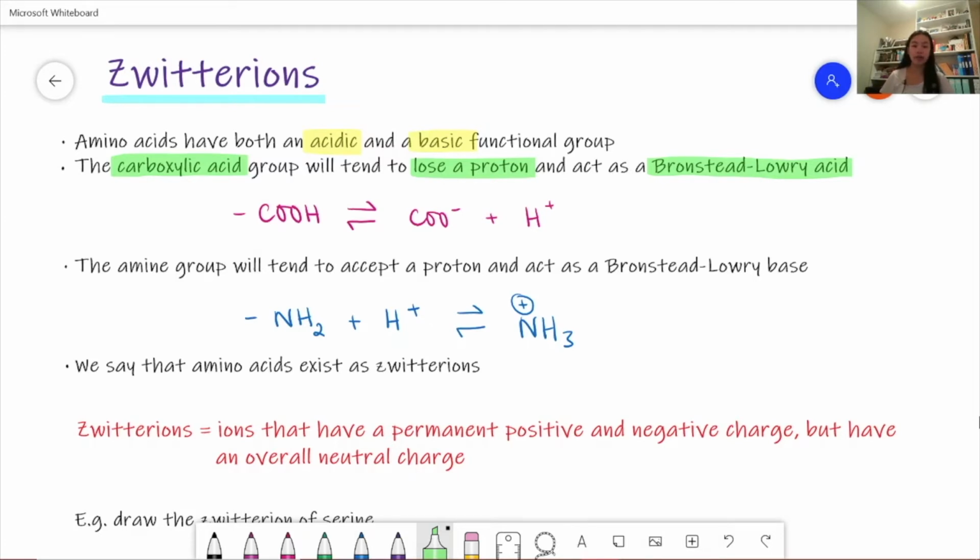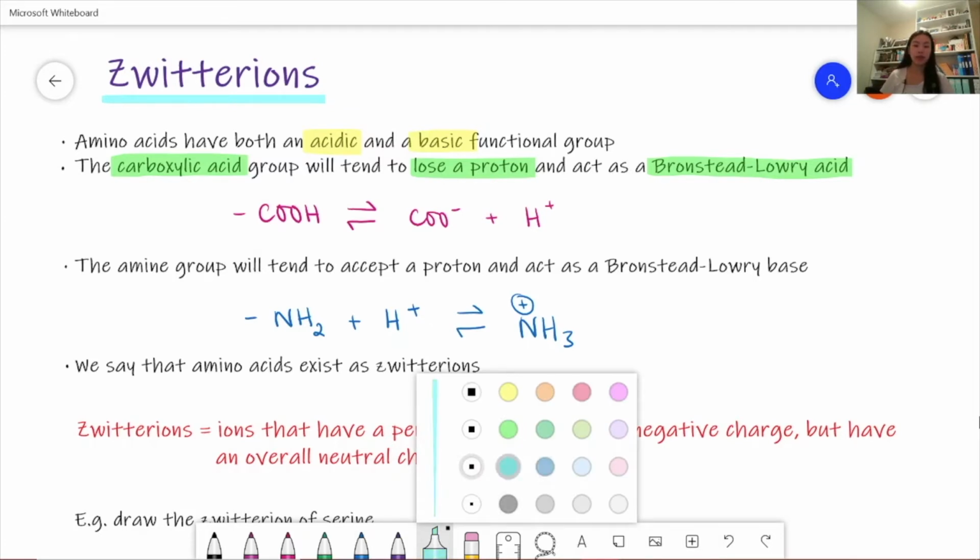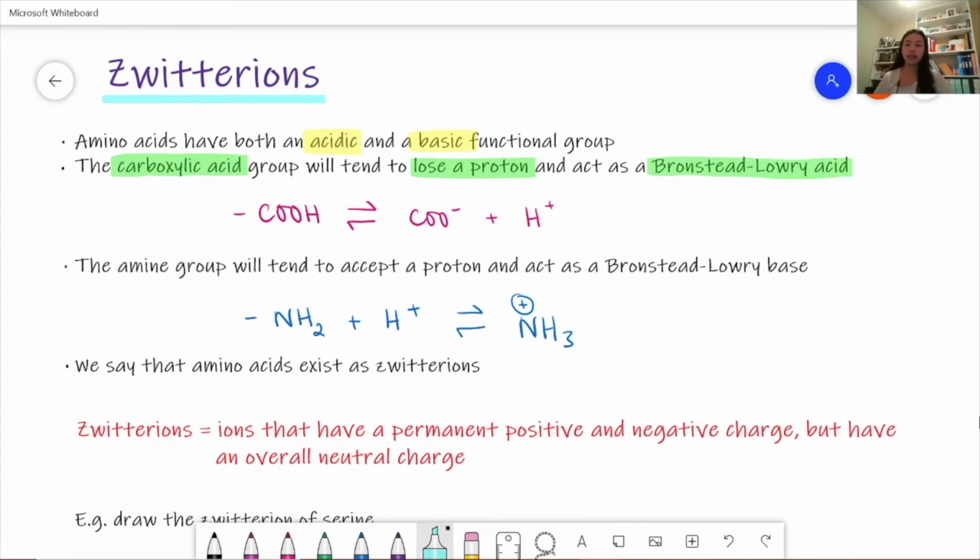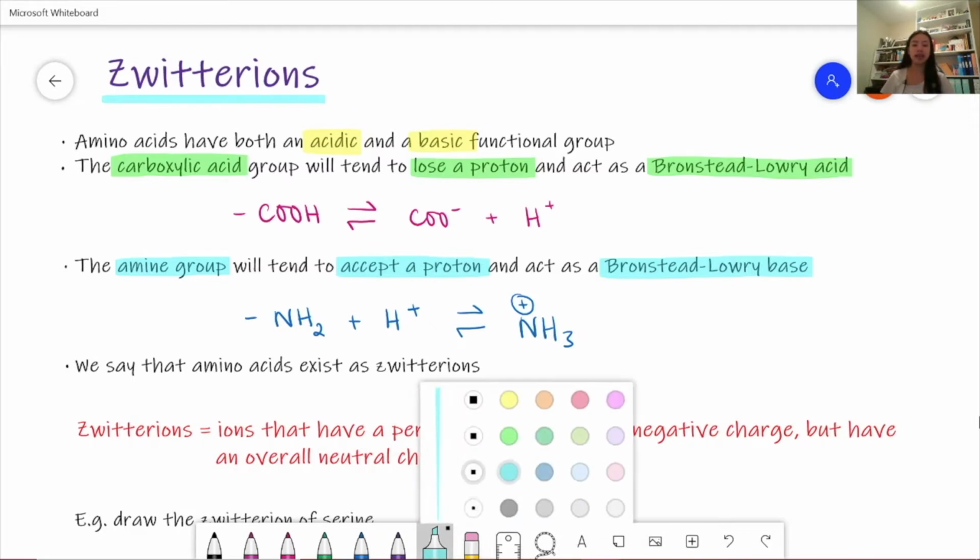And the amine group, on the other hand, will accept the proton, and so it acts as a Bronsted-Lowry base, because that's the definition of a Bronsted-Lowry base. And we say that amino acids actually exist as Zwitterions.